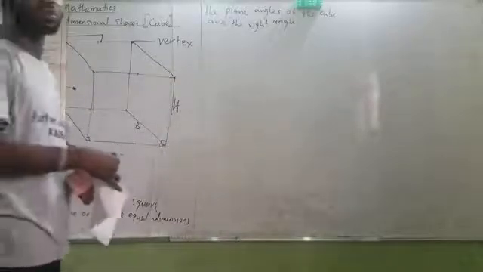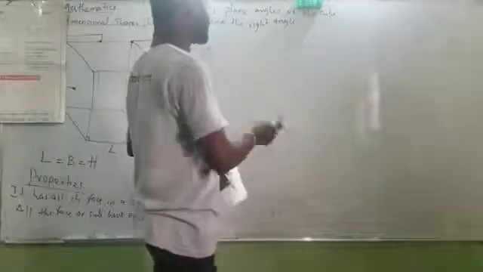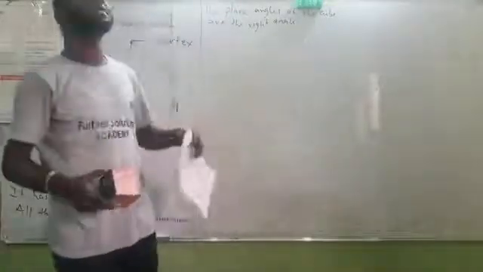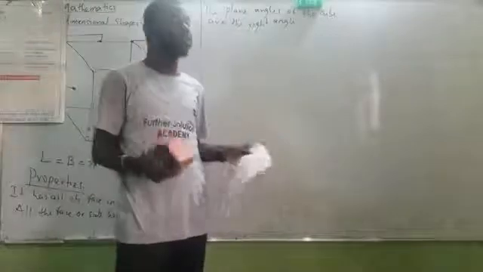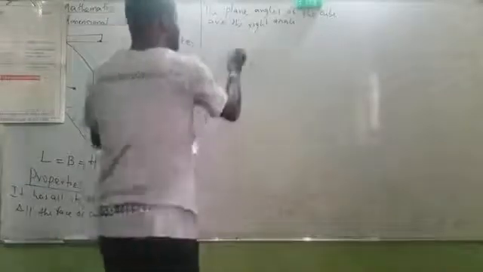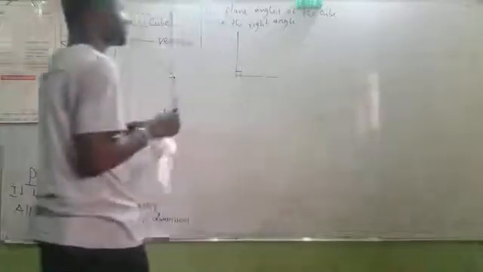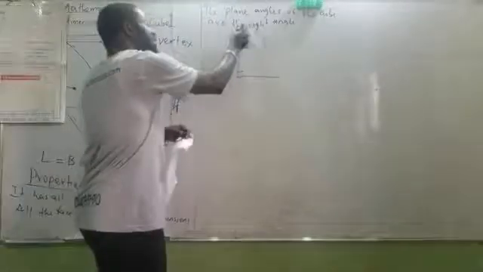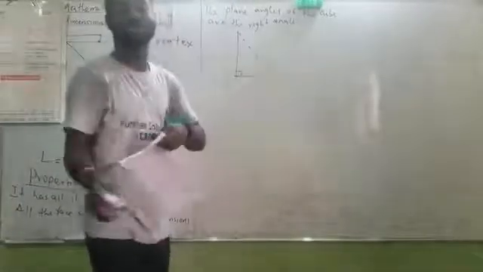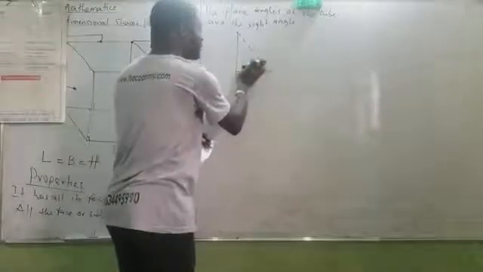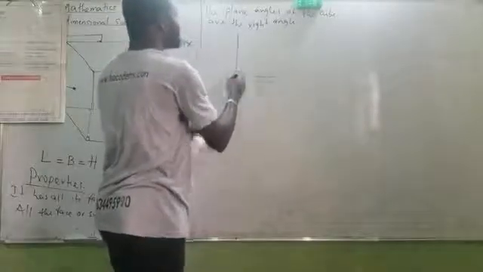When you have a right angle, it means 90 degrees. This is an example of a 90 degree right angle. But if I now have something like this, that should become a right angle triangle. But the right angle itself, this is the right angle. Please take note of those things.